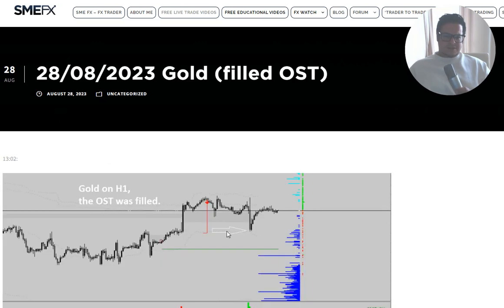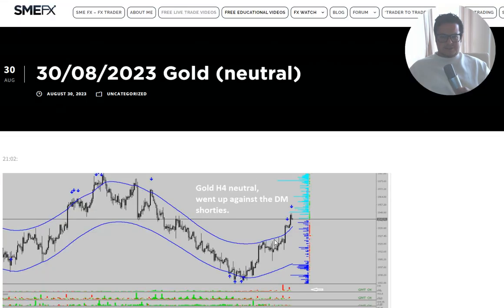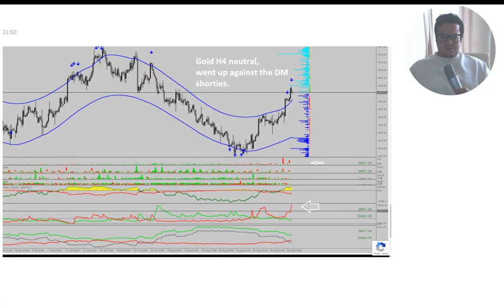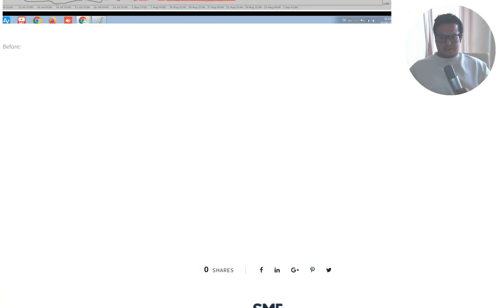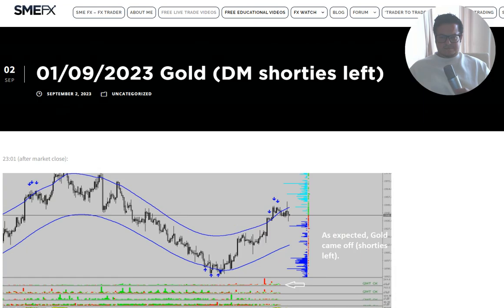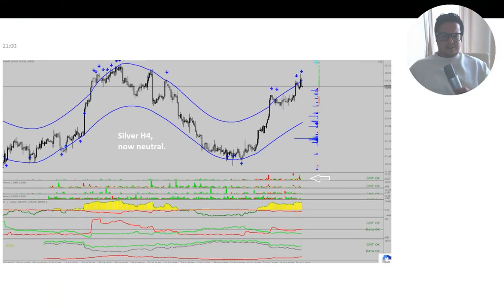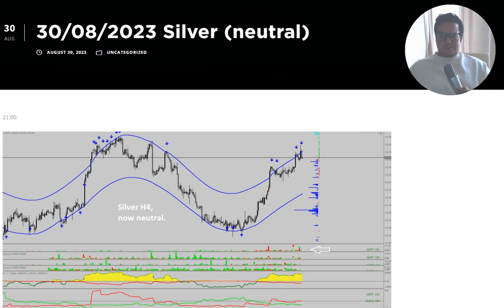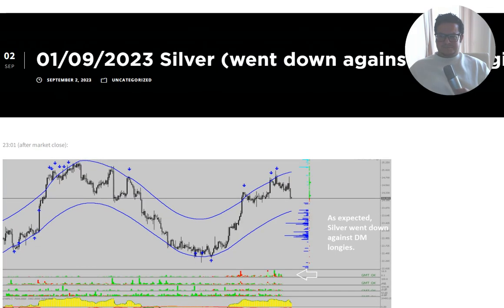Gold, look at that, took the OST with precision, and then what happened is with an up move against the shorties, the squeeze maxed out, and then we had a down move against the down money longies. Okay, boom. Similar with the silver, first very neutral, went up against the shorties, then went down against the longies later in the week. Okay.